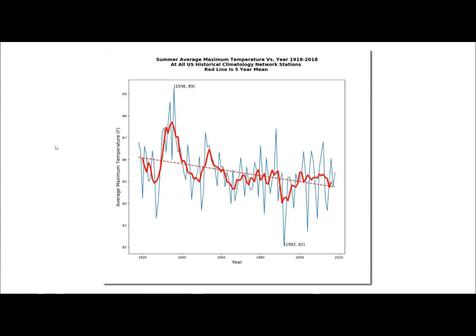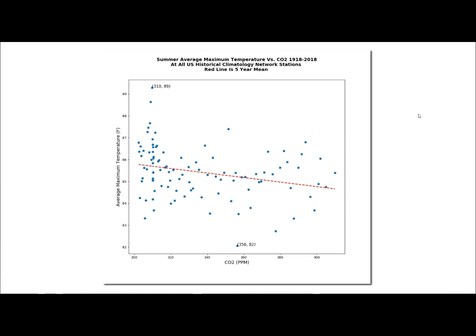The average summer maximum temperature has also declined sharply. In 1936, the average summer afternoon temperature was 89 degrees. Now we're down closer to about 85 degrees. It's dropped about 4 degrees since 1936. The point of the National Climate Assessment is, of course, to blame carbon dioxide for all the bad weather and hot temperatures. So let's take a closer look at that.